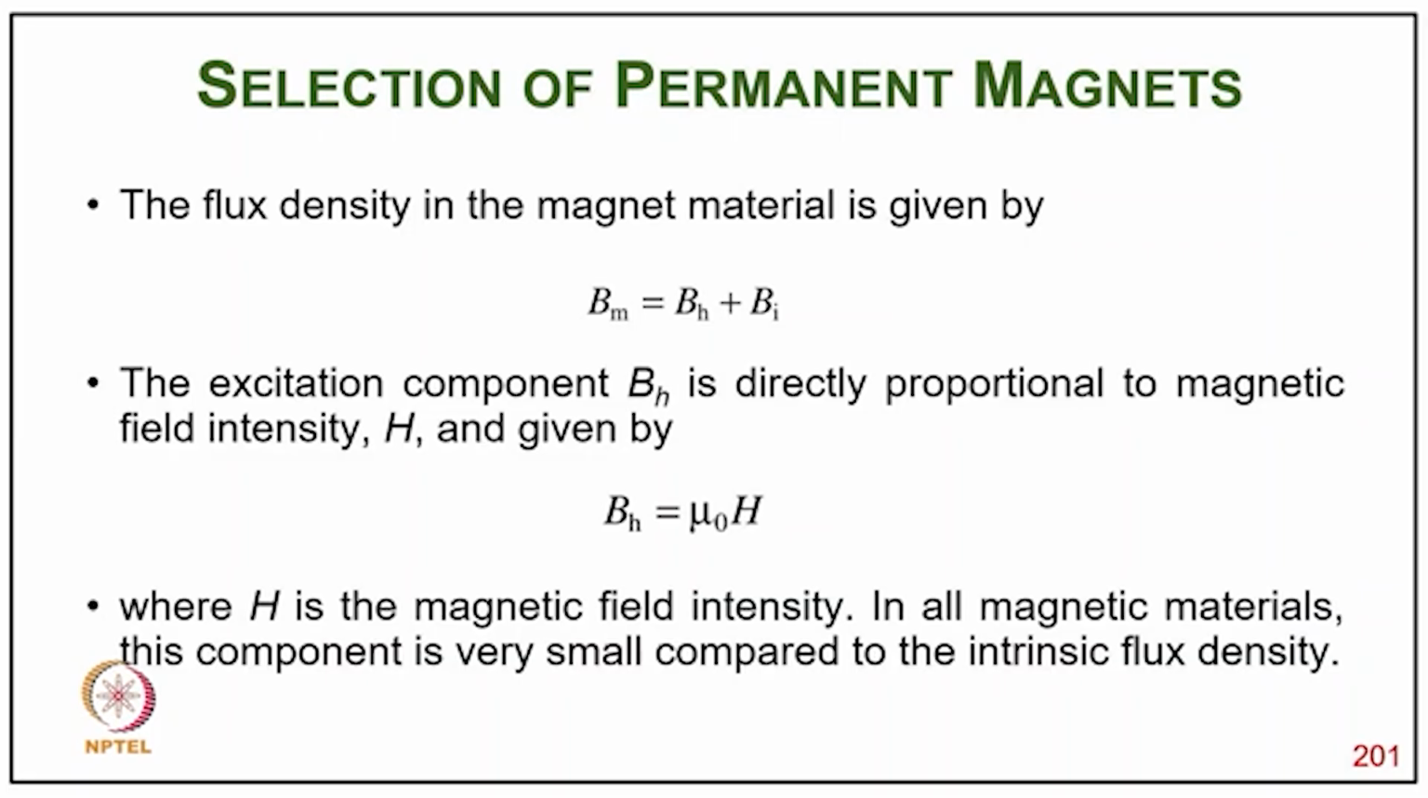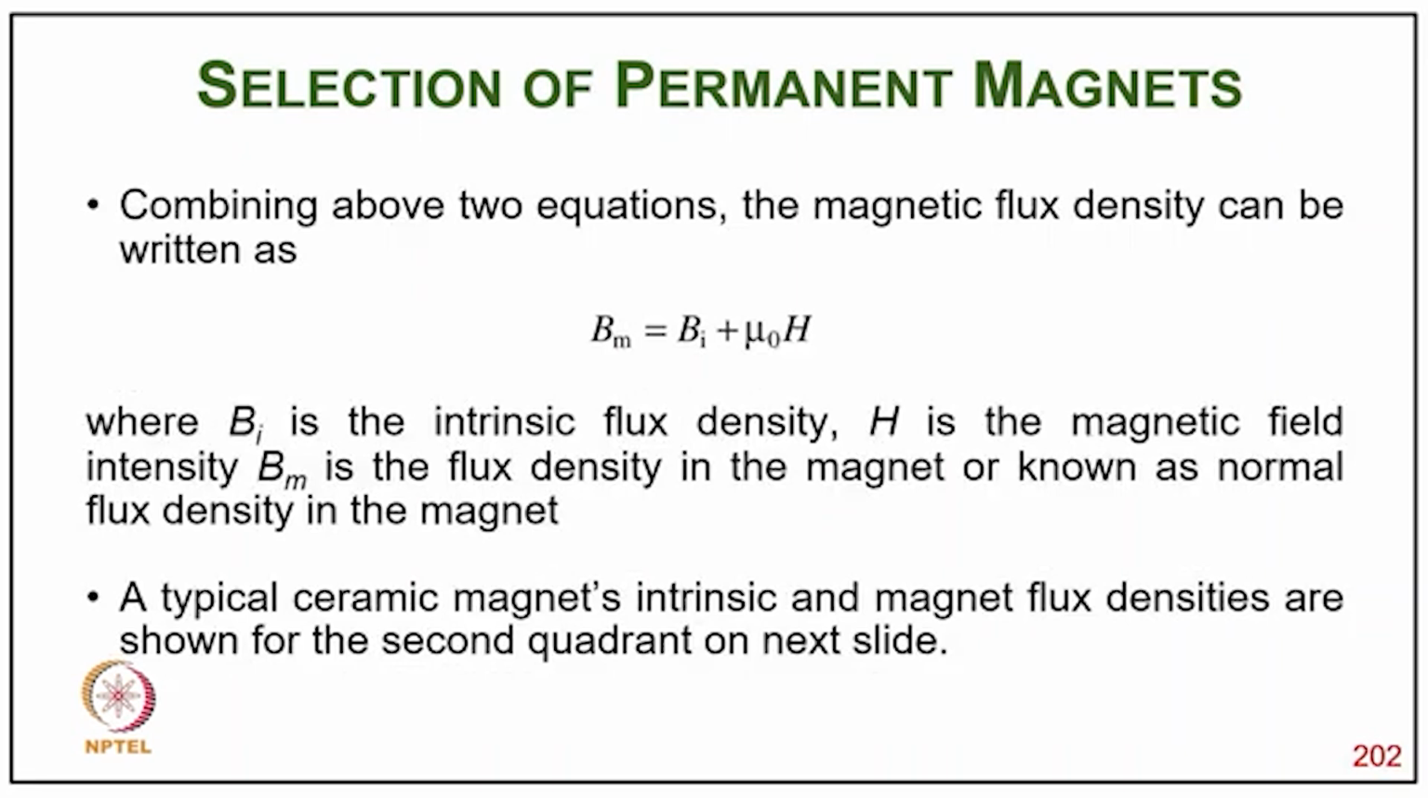In all magnetic materials, this component is very small compared to the intrinsic flux density. Combining the two equations, the magnetic flux density can be written as Bm equal to Bi plus mu 0 H, where Bi is the intrinsic flux density, H is the magnetic intensity, and Bm is the flux density in the magnet, also known as the normal flux density in the magnet.